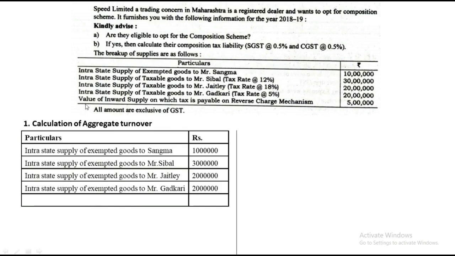Value of inward supply, inward is purchase, cannot get added to our turnover, so we will exclude it. So we have only these four things, 10 lakh, 30 lakh, 20 lakh, 20 lakh. When we add it, our total comes to 80 lakhs.